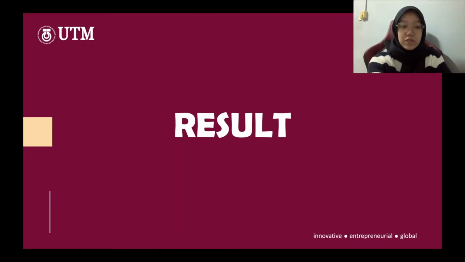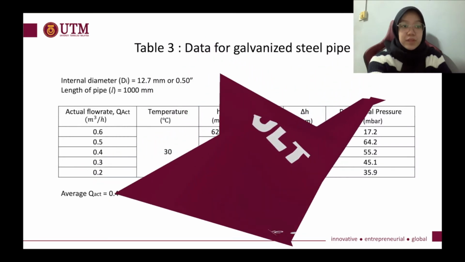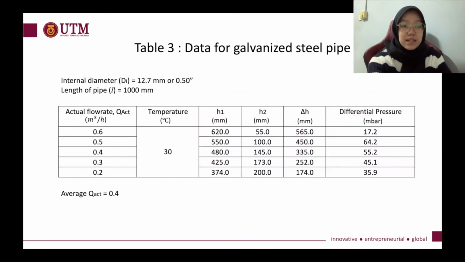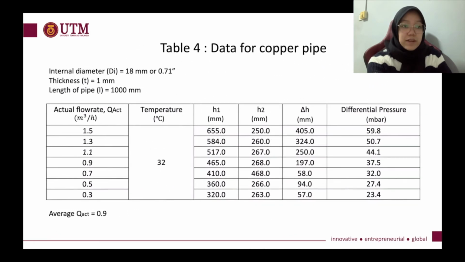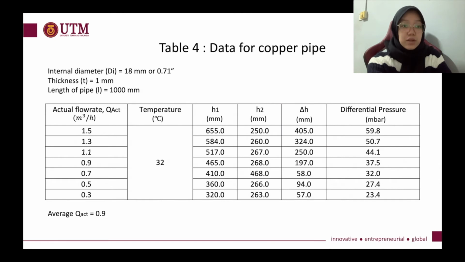Alright, next will be the results of the experiment. Table 3 shows the data for the galvanized steel pipe, which has the given data of internal diameter 12.7 millimeter and length of pipe 1000 millimeter. Table 4 shows the data for the copper pipe, with internal diameter 18 mm, thickness 1 mm, and length of the pipe 1000 millimeter.